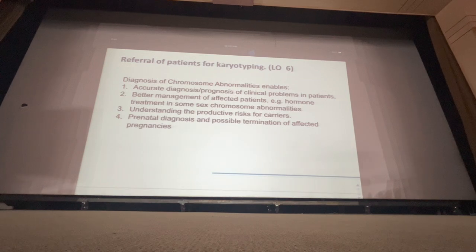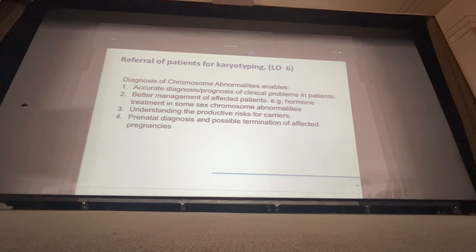This is called prognosis. Second, better management of affected patients, for example, hormone treatment in some sex chromosome abnormalities. So you can also tailor your treatment if you know the chromosomal anomalies. Understanding the reproductive risks for carriers.